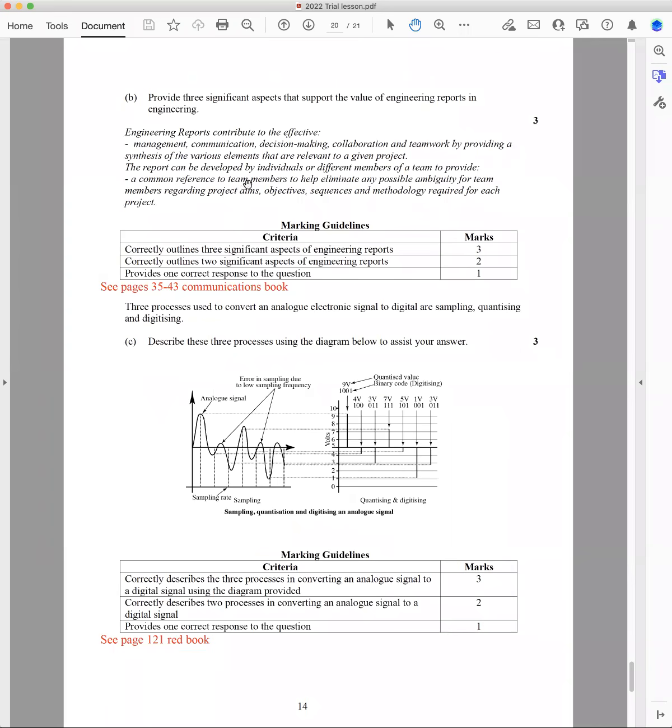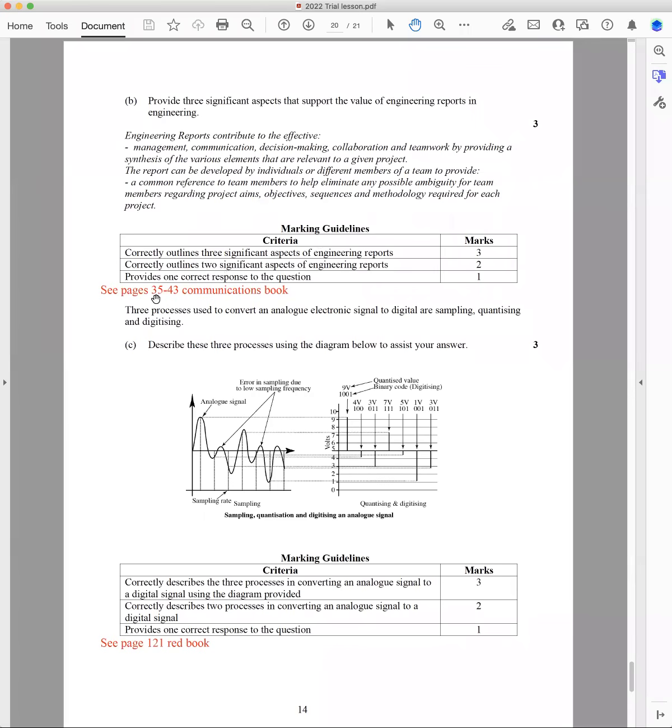Provide 3 significant aspects that support the value of engineering reports in engineering. So you've got to supply the information on the value of engineering reports, and make sure you include collaboration with that. And so that's on page 35 to 43 in the communications workbook. This question here was poorly done, and this is on page 121, the red book.